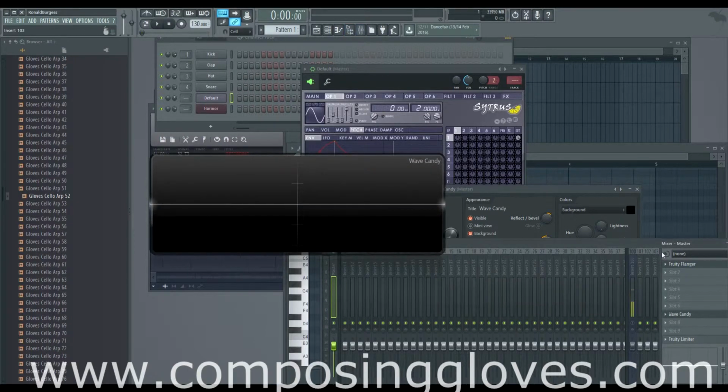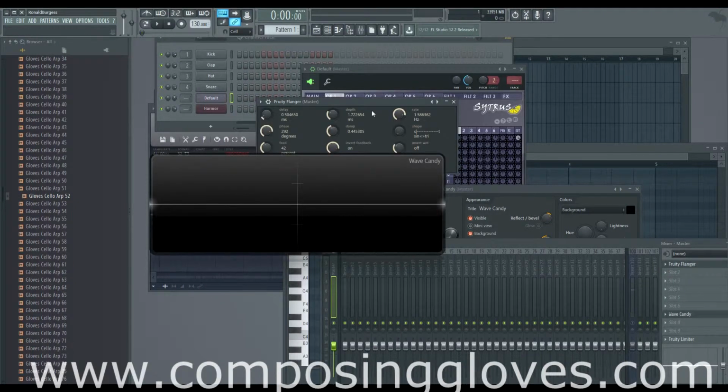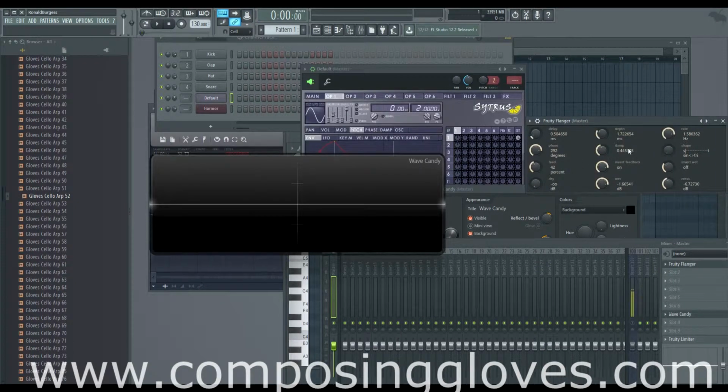Flangers and chorus effects work on delay principles, and they introduce delayed feedback, which changes phase. And that becomes really interesting. And it also does things with amplitude that change things. And as a result, you're also changing spectral content.